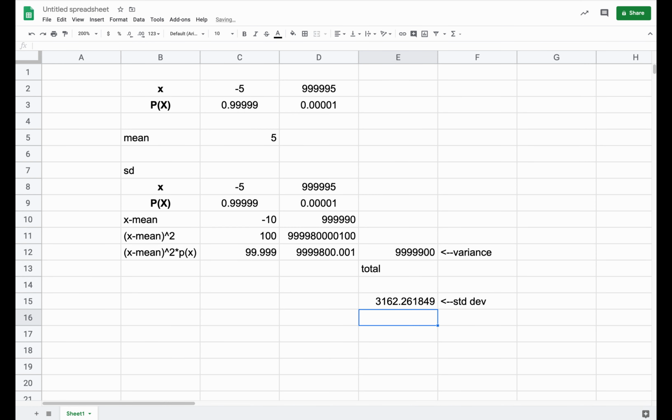Push enter, and so we get almost $3,200. Now, if I was going to give this answer in a sentence, I'd probably round out to 2 decimal places since I am talking about dollars, so to the nearest penny. So on average, the net winnings are almost $3,200 away from the average winnings.